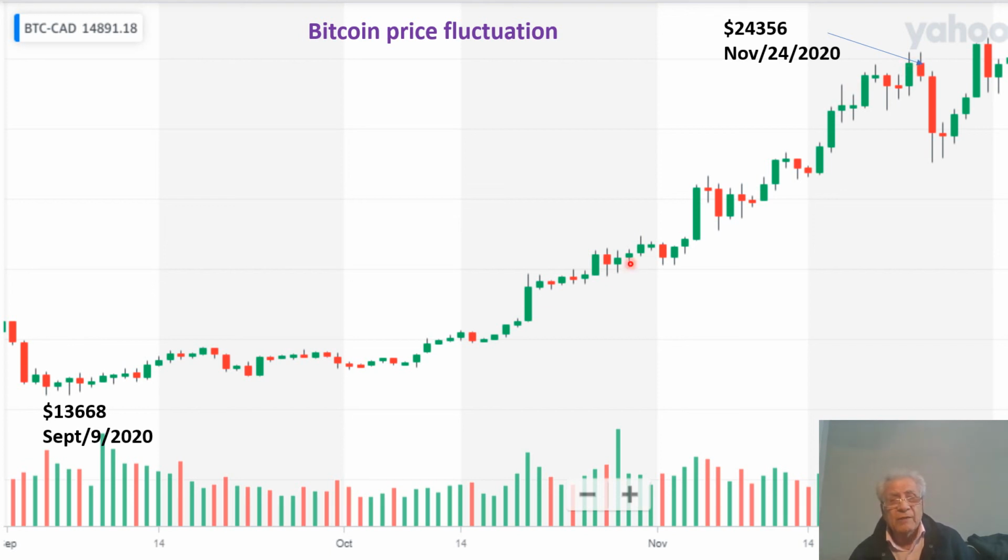So between the entry price 13,668 and the exit price 24,356, we made almost $10,668 in 2.5 months. That's amazing. If you know the price action, you could easily make that much money.